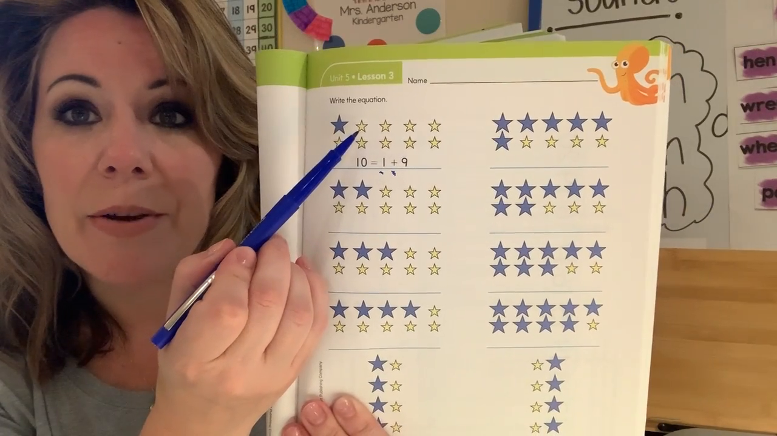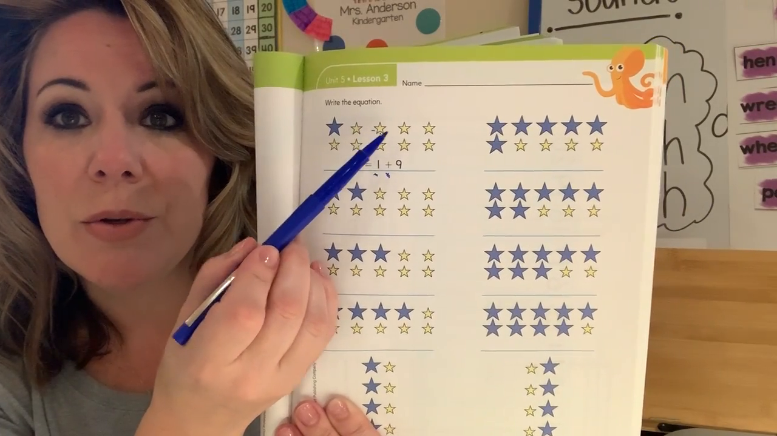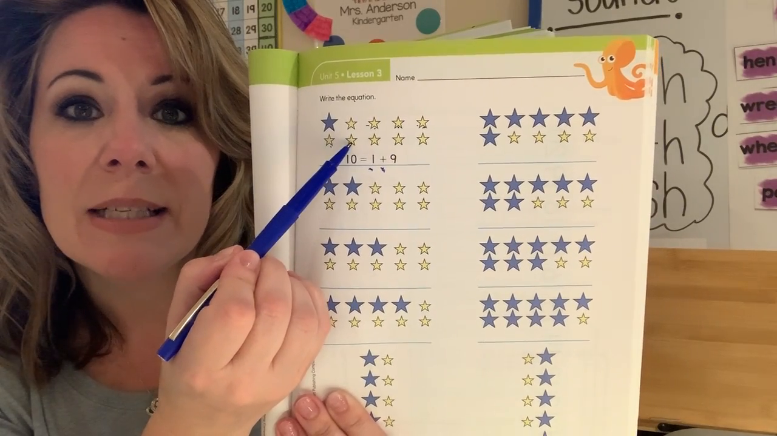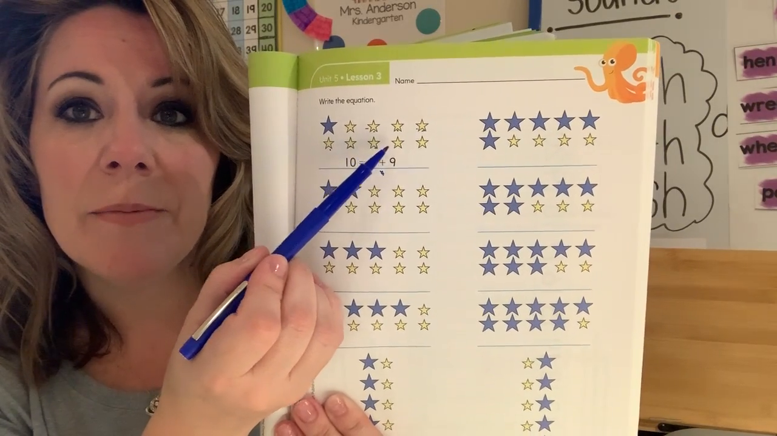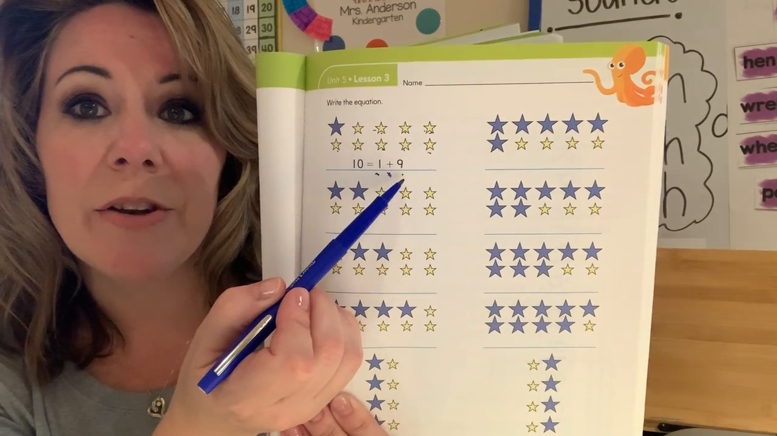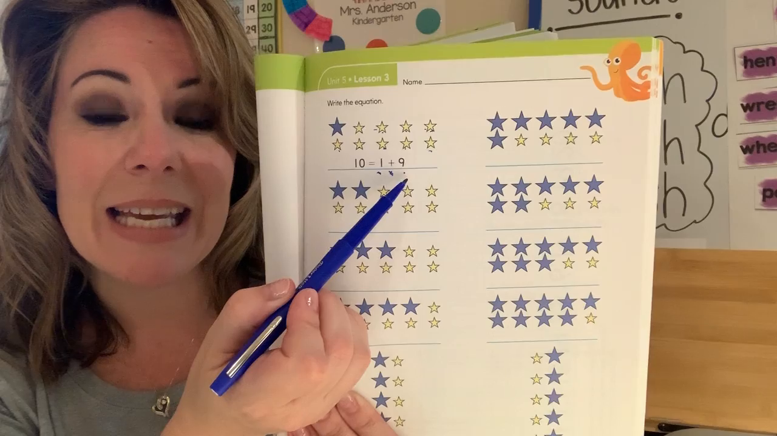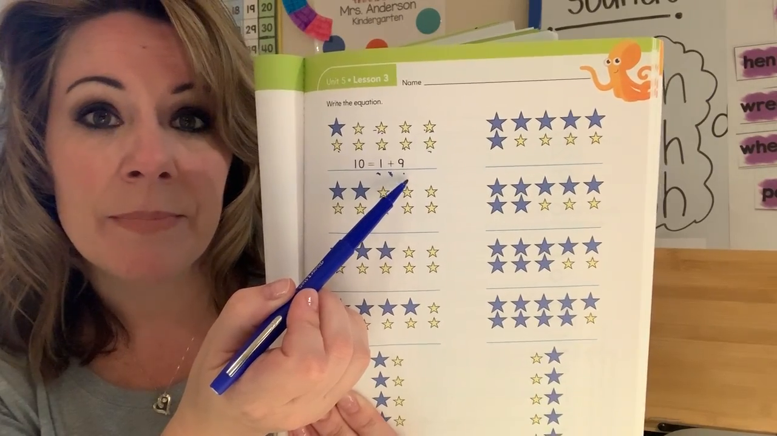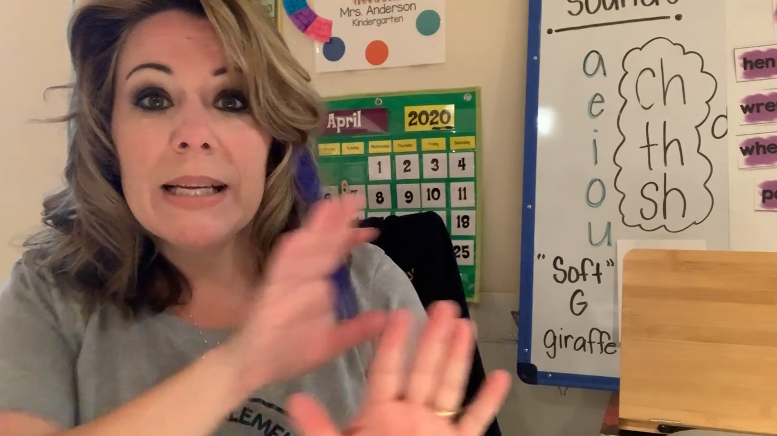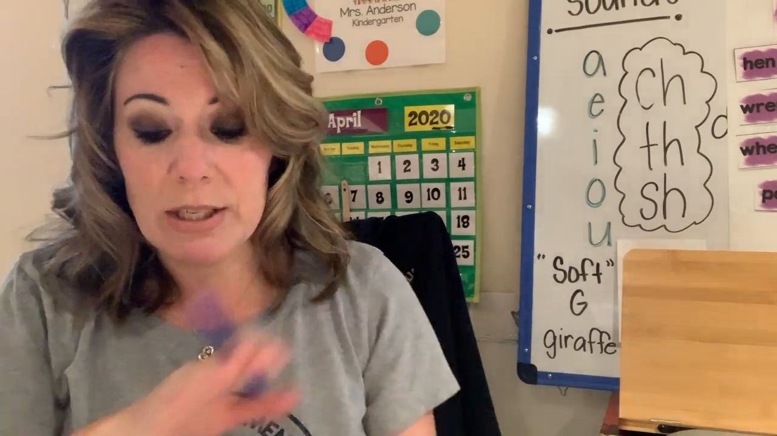And let's count together. Ready? 1, 2, 3, 4, 5, 6, 7, 8, 9. Yeah, they got that right. We can confirm that there is 9 yellow stars. Now, how do I figure out what 1 plus 9 is? How do I figure that out?